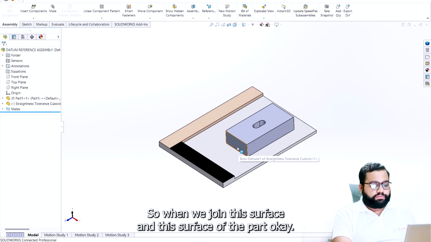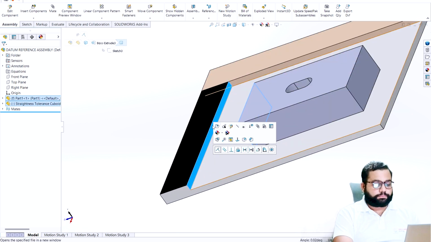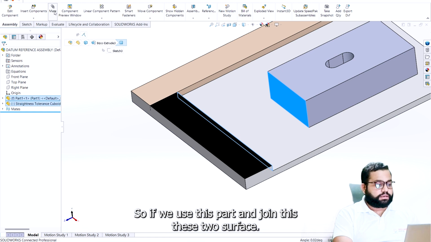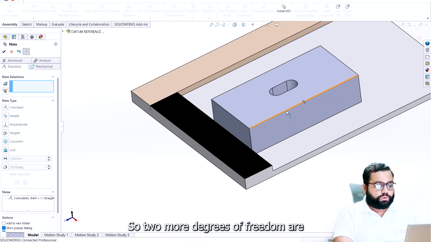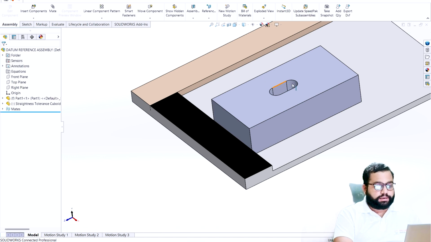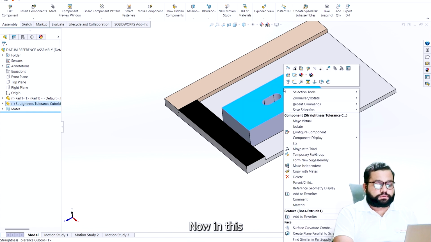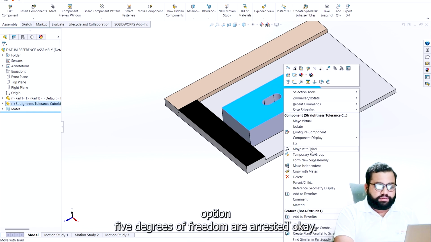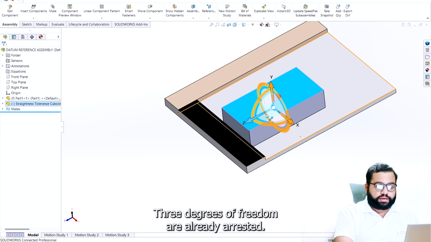Okay. So when we join this surface and this surface of the part, if we use this part and join these two surfaces, 2 more degrees of freedom are constrained. Now in this option, 5 degrees of freedom are arrested. 3 degrees of freedom are already arrested.